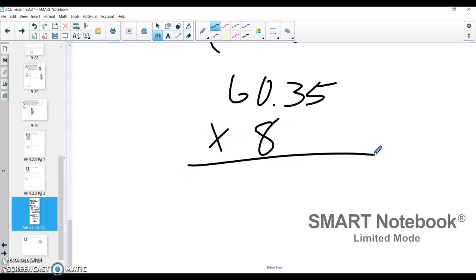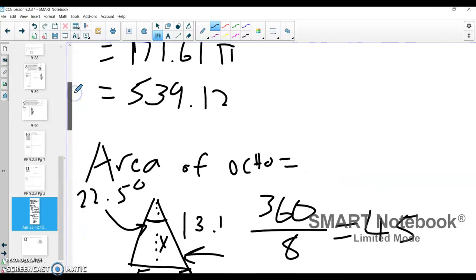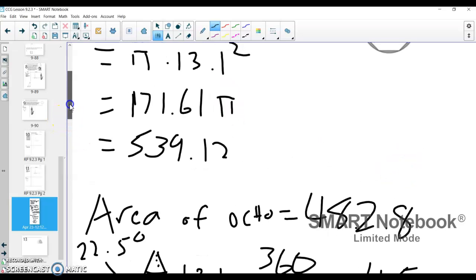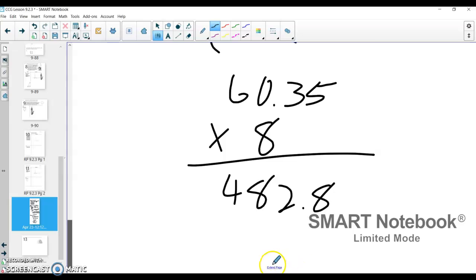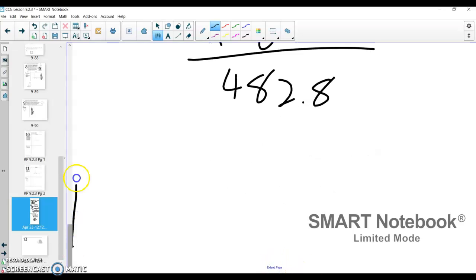And what I get when I multiply this by 8 is 482.8 for an area. And so now I know I have the area of my octagon, which is 482.8. I have the area of the circle, which is 539.12. I'm just going to take the area of my circle and subtract out the octagon, and whatever is left is going to be my answer. And so I take my, I've got to see my number again.